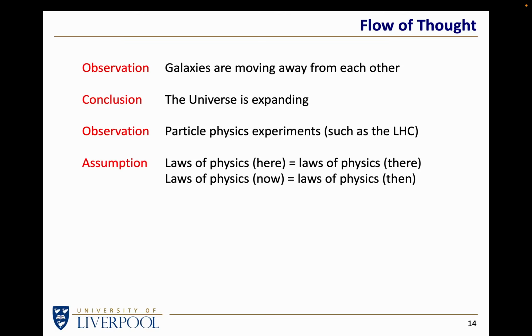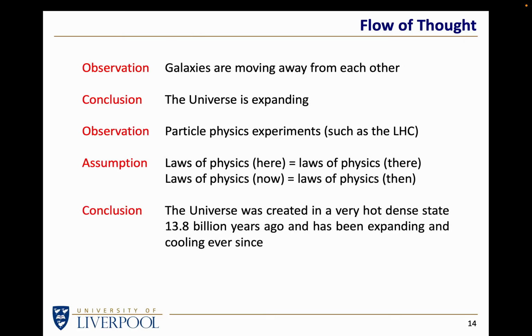Therefore, we have to make this assumption to make any progress whatsoever. So we have to assume that the laws of physics are immutable. If they're not, then many of the conclusions we come to would be wrong, but this is the starting point because we can't make progress without these assumptions. Putting all that together, we come to the conclusion that the universe was created in a hot, dense state, a very compact state, 13.8 billion years ago, and it's been expanding and cooling ever since that point.